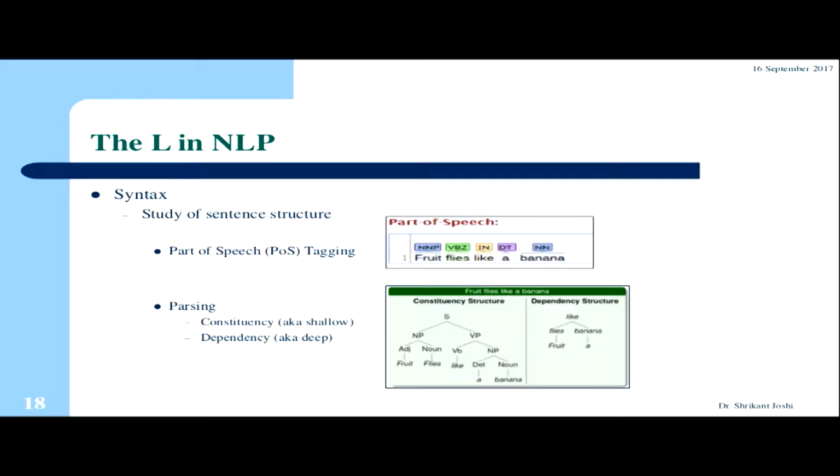So, over here it has taken "like" as the main word or main element, and then it says "flies" and "banana" are directly dependent on "like". So, flies like banana, and then they have their own dependents, like "fruit" and "a". So, this is the interpretation of this parsing.